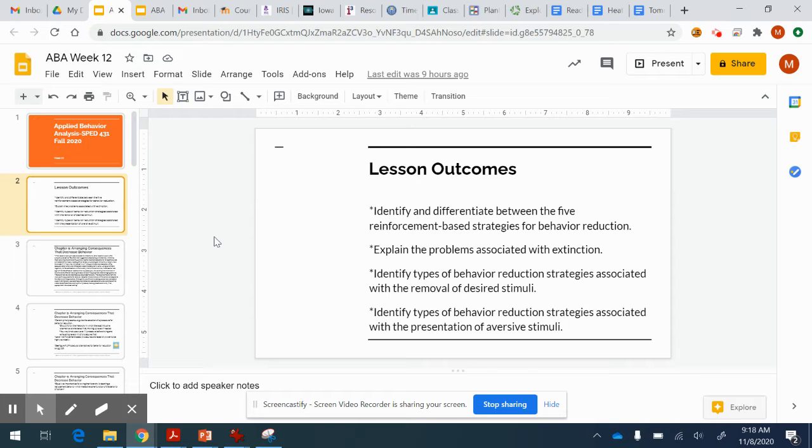Our lesson outcomes for the week: identify and differentiate between the 5 reinforcement-based strategies for behavior reduction, explain the problems associated with extinction, identify types of behavior reduction strategies associated with the removal of desired stimuli, and identify types of behavior reduction strategies associated with the presentation of aversive stimuli.